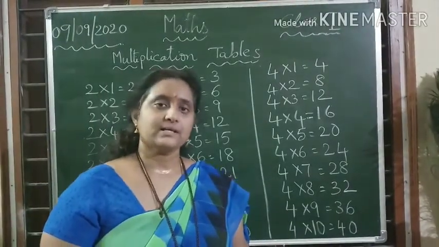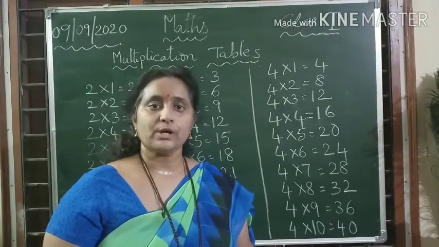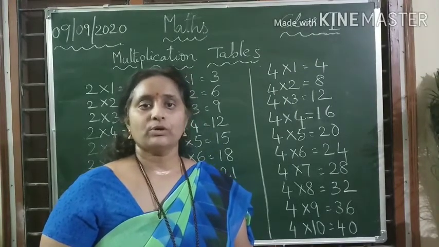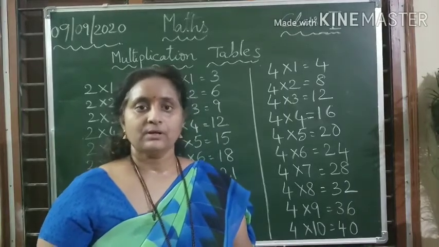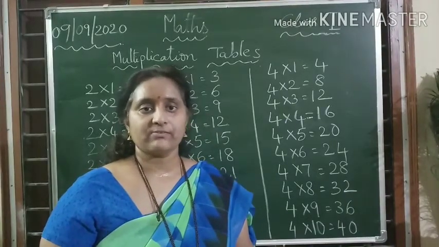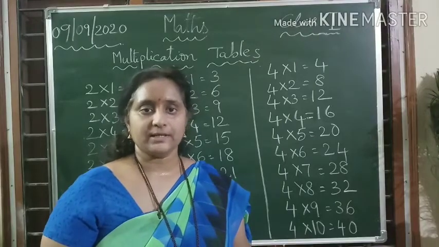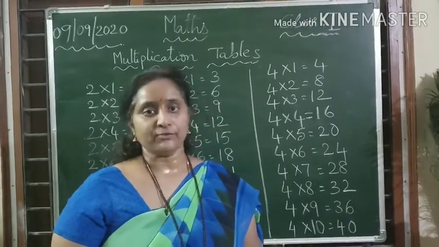Children, in last class you learned tables of 2 and 3. Today we are going to learn table 4, multiplication table 4. First, let us have a quick revise on 2 table and 3 table. Then we will learn 4 table.